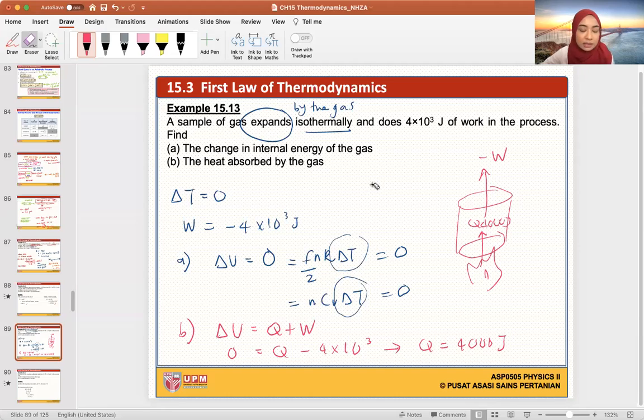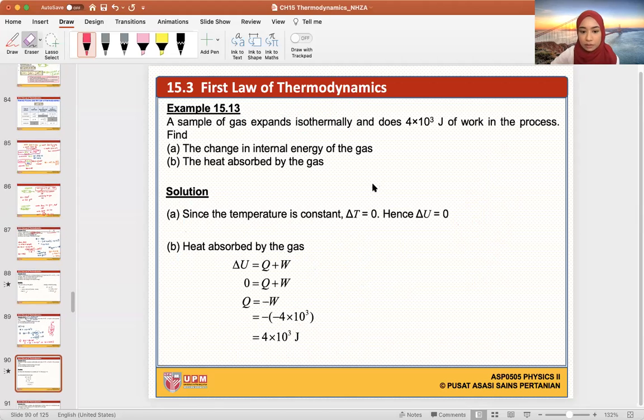Unless the question says, what is the work done on the environment? What is the work done by the gas? Then you have to include the negative sign somewhere. Okay, default is on the gas. So that is correct. We got the answer right. Okay, betul. Okay, moving on.